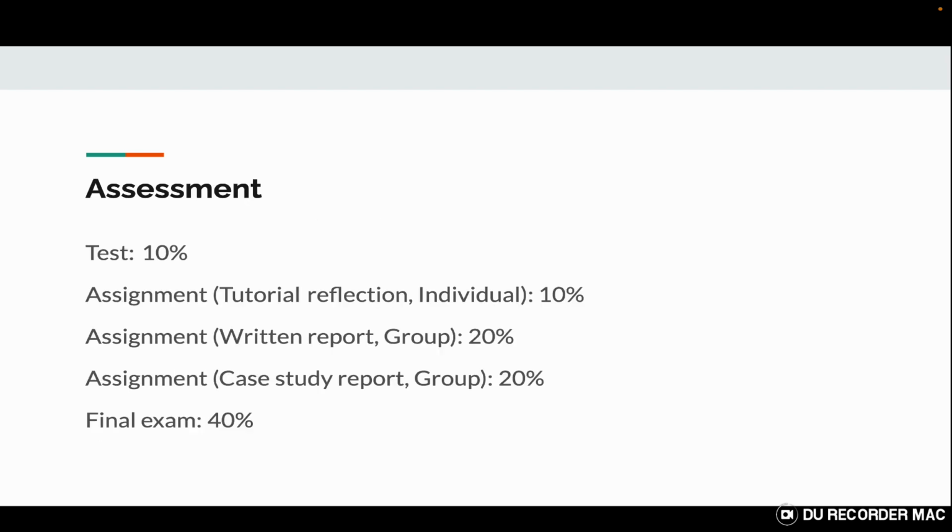This subject will be assessed with various methods: test, assignment, and final exam. There will be 10% weightage for test, individual assignment 10%, a written report assignment 20%, and a case study report assignment 20%. And there is a final exam which carries weightage 40% to give a total of 100%.